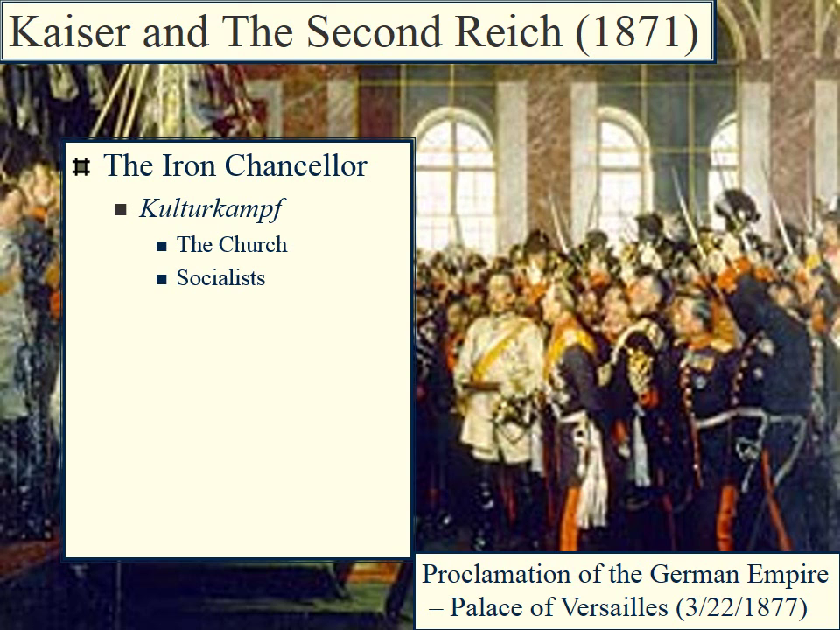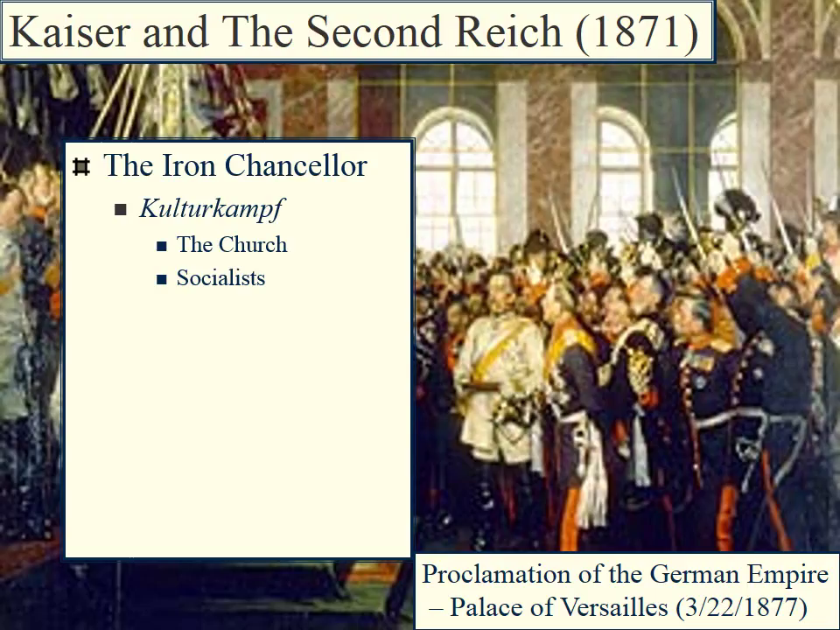Now, after they unify, Bismarck needs to get everybody on board with Wilhelm. So he then promotes a movement called Kulturkampf. This is a set of reforms, and these reforms were established to limit the power of the church and socialists, who were gaining a lot of control in the German political scene. So he wanted to limit their power because he felt that they were taking away the power from Kaiser Wilhelm.